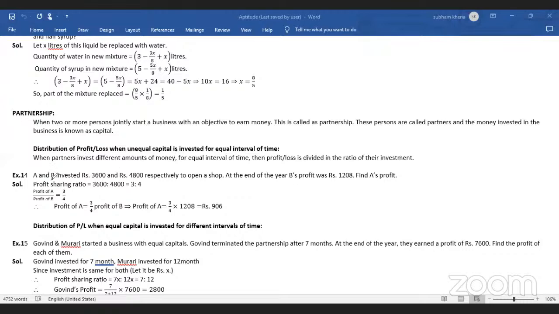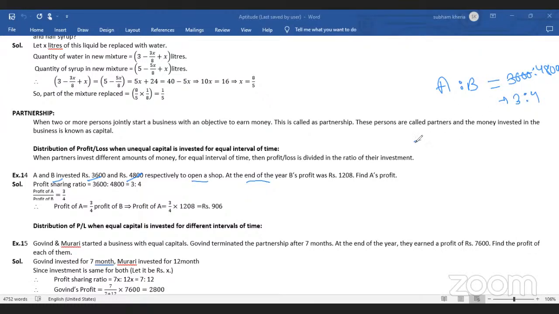उसी से related a question है. A and B invested 3,600 and 4,800. So A is to B is what? Acha. To open a shop at the end of the year. It means that they have invested for 1 year, both of them. And since they have invested different amounts for the same time, the ratio of profit will be 3,600 is to 4,800. ठीक है? इसको काटोगे तो आएगा 3:4. 12 से काटने पे 3:4.